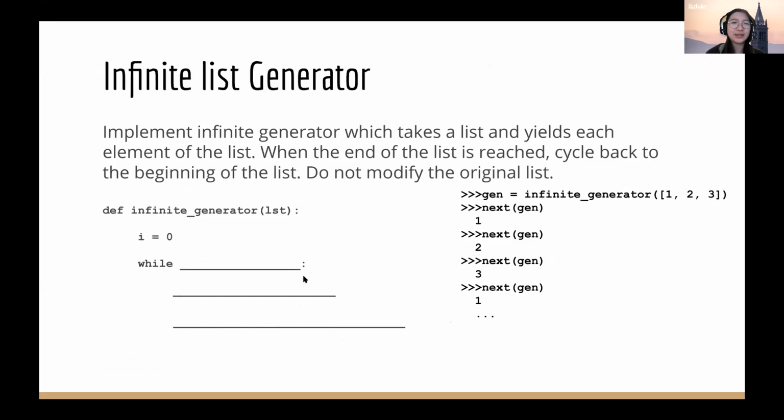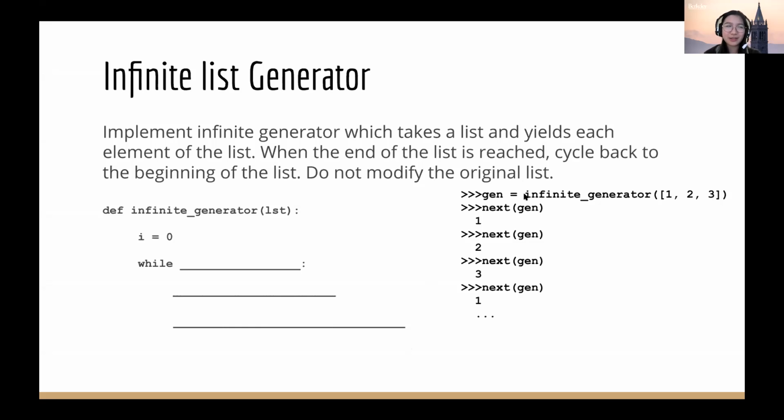So let's start off with an infinite list generator. Here we want to implement an infinite generator, which takes in a list. So this parameter is a list, and it's going to yield every element of the list. But when we hit the end of the list, we want to cycle back to the beginning of the list. Do not modify the original list.